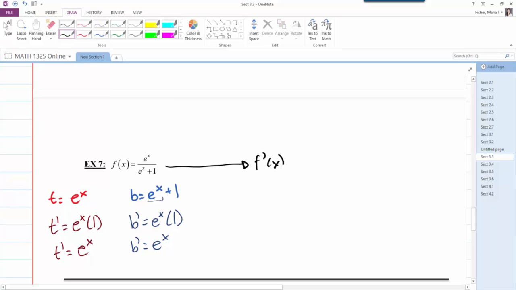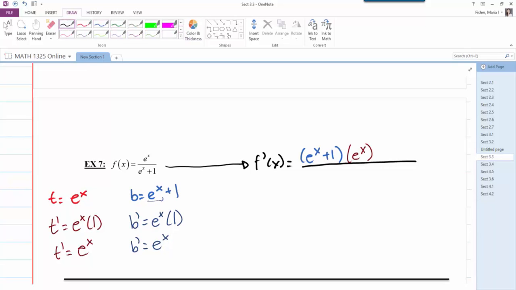f prime of x is equal to the bottom, e to the x plus 1, times the derivative of the top, e to the x, minus the top times the derivative of the bottom, all over the bottom squared. So the bottom times the derivative of the top minus the top times the derivative of the bottom all over the bottom squared. Okay, so now let's see what we could do to clean this up.